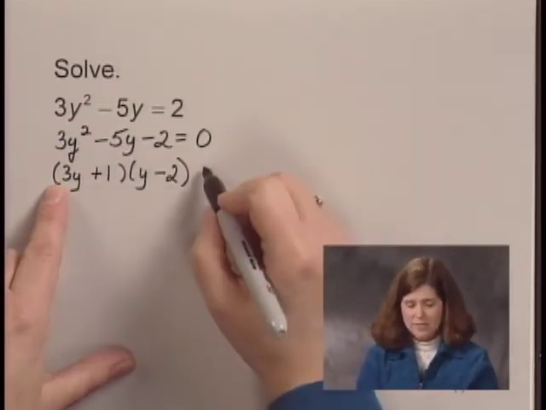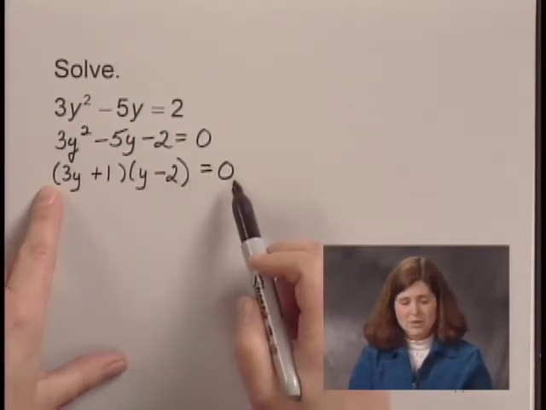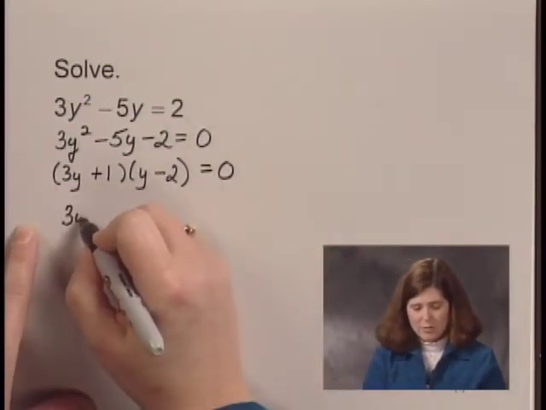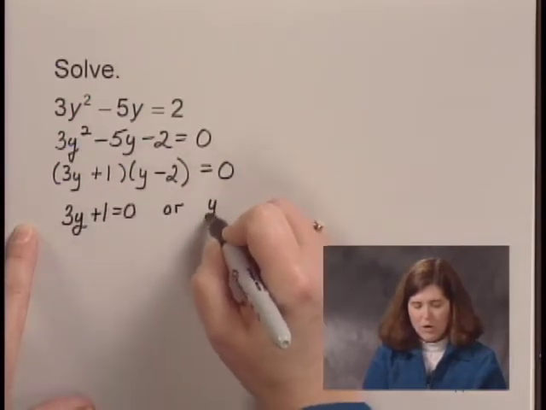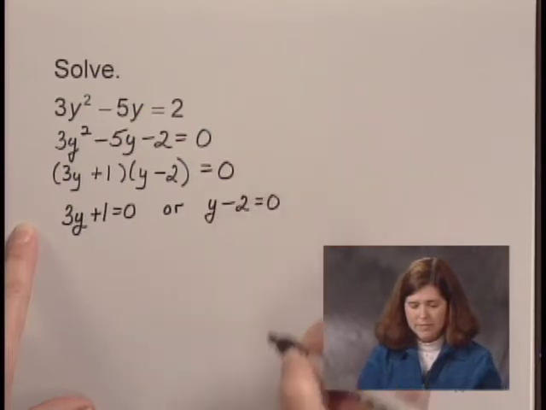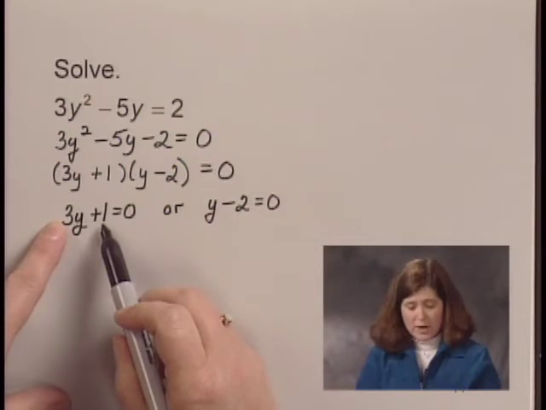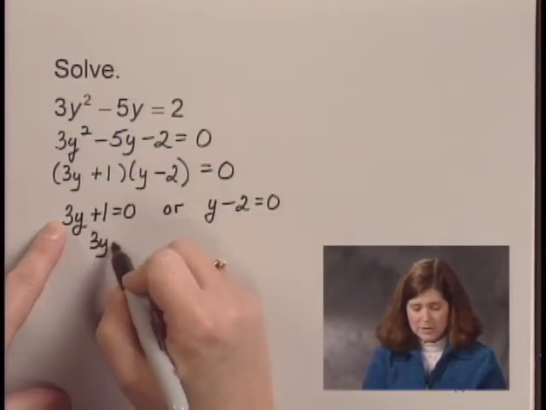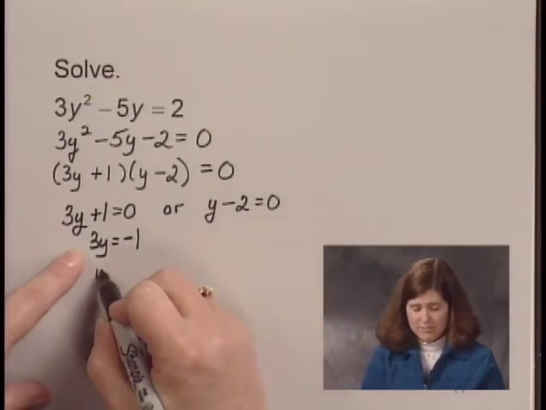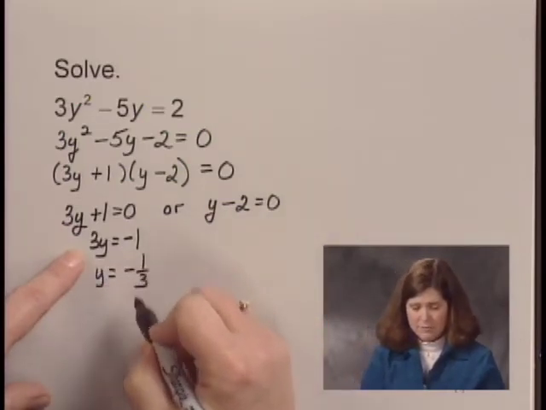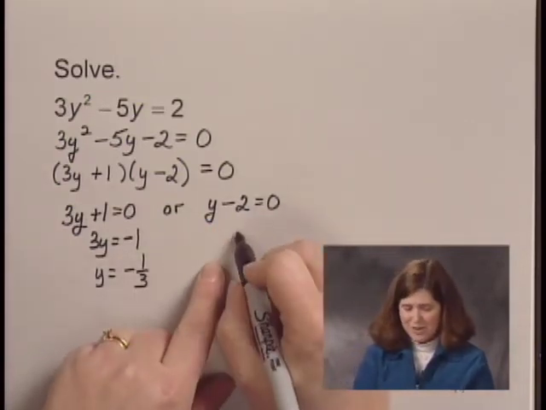So this does factor. And since I have a product now that equals 0, I can use the principle of zero products and write 3y plus 1 equals 0 or y minus 2 equals 0. I solve this for y by subtracting 1 from both sides and dividing both sides by 3. I solve y minus 2 equals 0 by adding 2 on both sides of the equation.